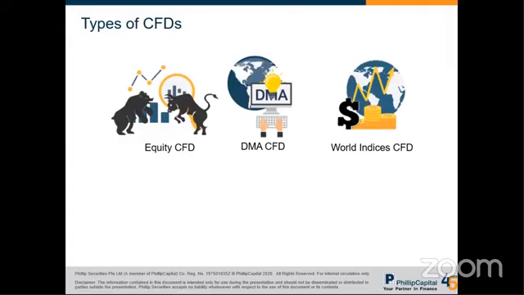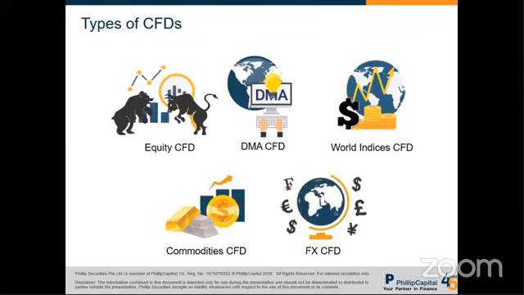We also offer world indices, for example the S&P 500 and Dow Jones, all these popular indices. For recent months, people have been trading more towards the US and Hong Kong indices because of the market news. There are quite a lot of trading opportunities. We also offer commodities CFD like gold and silver. Also, our new product launched last year is FX CFD, and we are currently adding more features to this FX CFD.